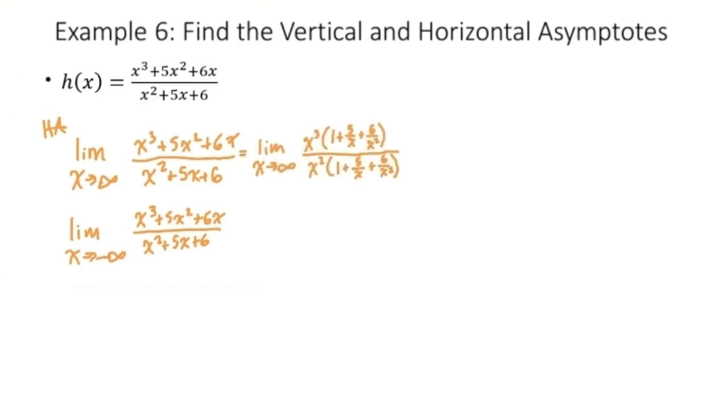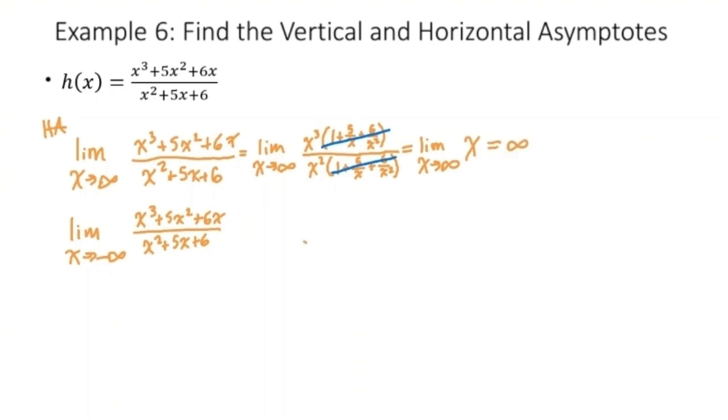And when we do, we have x cubed times 1 plus 5 over x plus 6 over x squared all over x squared times 1 plus 5 over x plus 6 over x squared. Notice that the 1 plus 5 over x plus 6 over x squared is a common factor of the numerator and denominator, so they would cancel. And then we can reduce the x cubed over x squared, which gives us the limit as x approaches infinity of x. Well, if x is approaching infinity, then x will approach infinity.